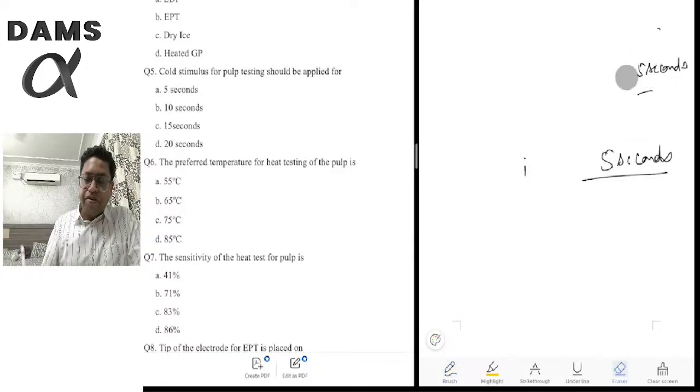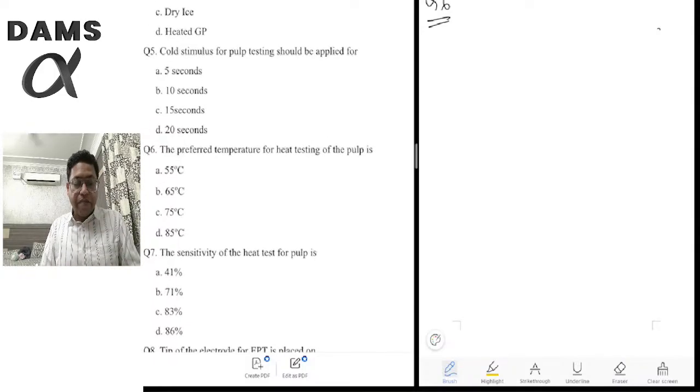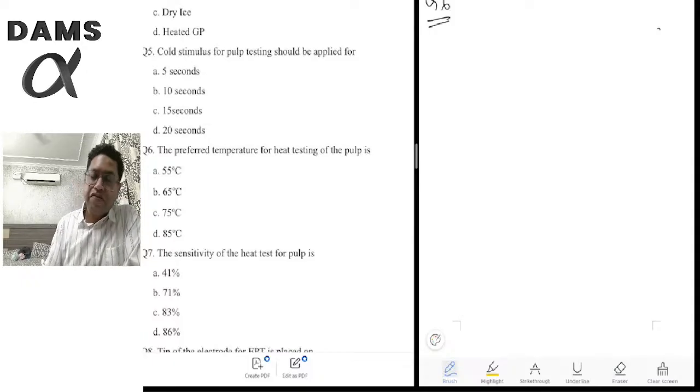Okay. Coming over to question number 6 of the diagnosis section. The preferred temperature for heat testing of the pulp is 55 degrees Celsius, 65, 75 degrees Celsius, or 85 degrees Celsius. Now, what is this question asking you? Heat testing of the pulp.